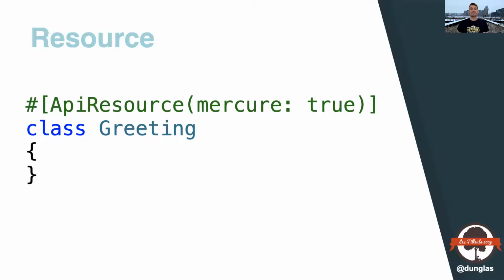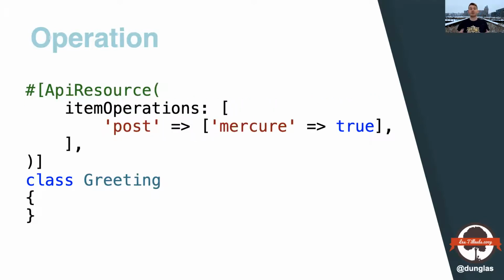Of course, you can still override the configuration for a specific resource using PHP 8 attributes or annotations like this. And you can override a global configuration or a configuration applied to a specific resource for a specific operation. So for instance, here we set the Mercure support only for the post operation of this resource.